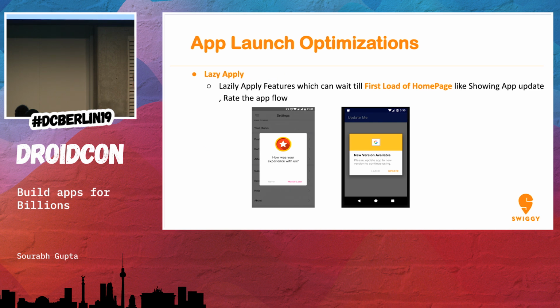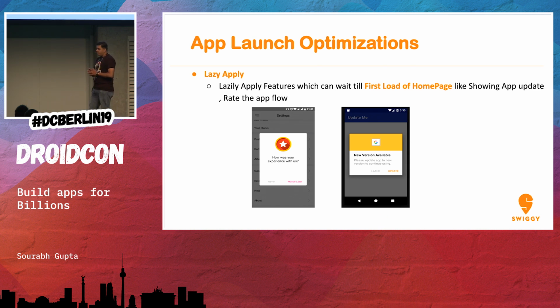Next comes lazy apply. We used to show a lot of these experiences to first-time users and repeated users. We wanted to ask them to rate our app. We asked them to update the app to the latest version. Earlier, we used to show this pop-up on the homepage, and the user would see it. But now we do all this calculation in the background, whether the user should be shown the rate-the-app prompt or the update-the-app prompt. If it's coming out as true, only then we show the experience.